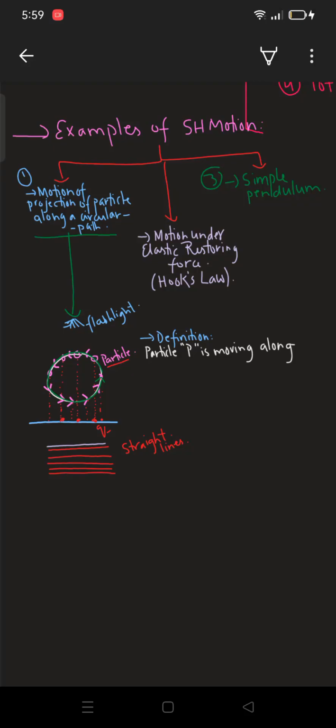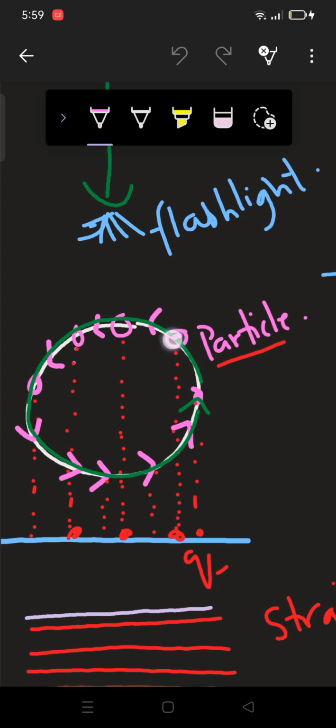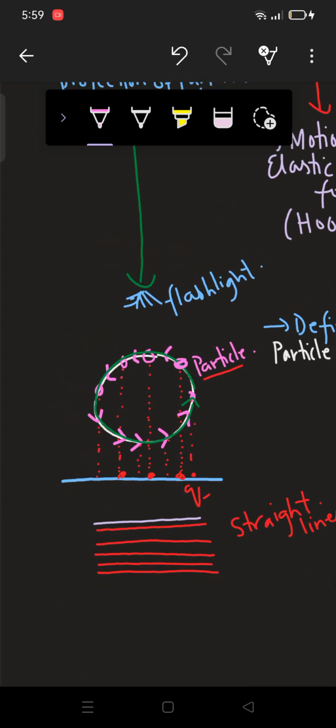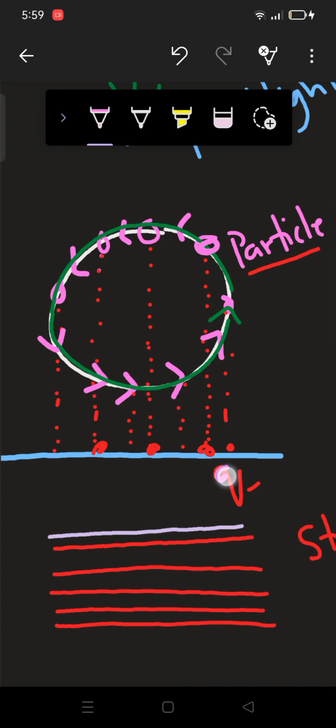Okay, so as in the last video, we started discussing our first example of simple harmonic motion, and that first example was all about the motion of the projection of a particle along a circular path. Here we'll not talk about the motion of the particle, since the particle will be following uniform circular motion. Here you can see we have a particle, and this particle will follow uniform circular motion, but we're going to talk here about the motion of the projection. This is the projection we have, right?